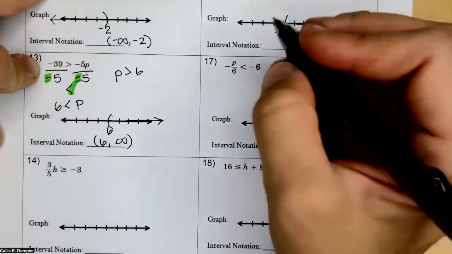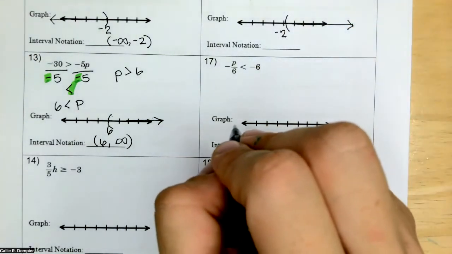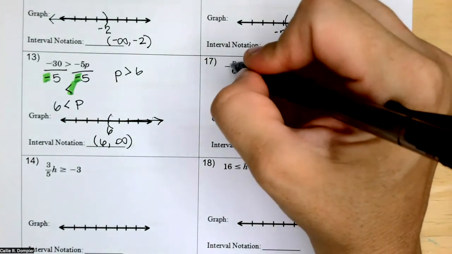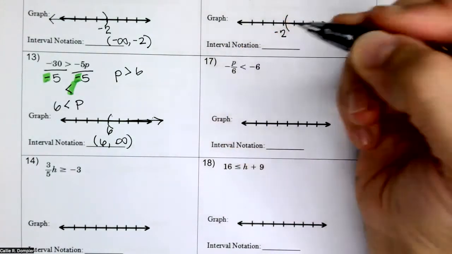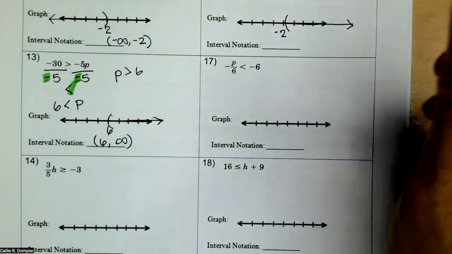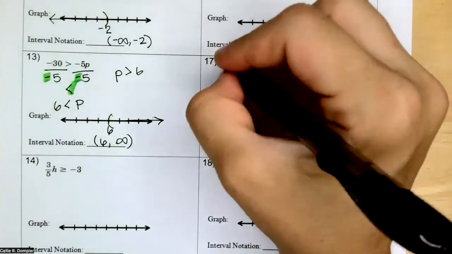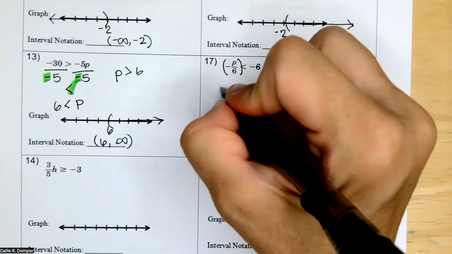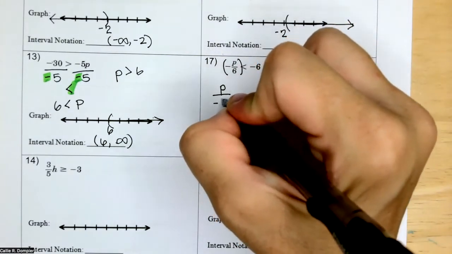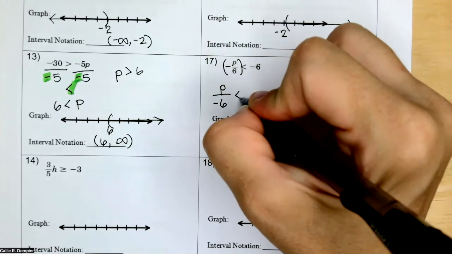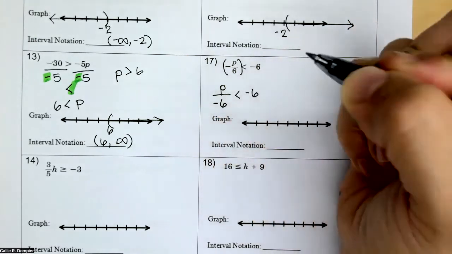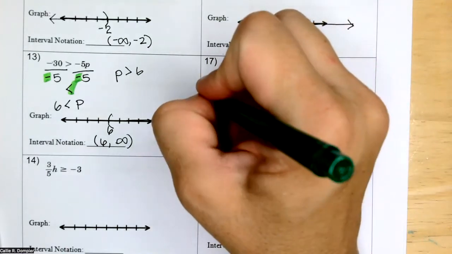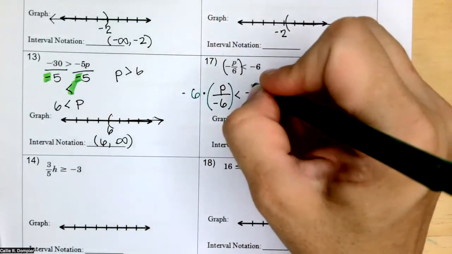Negative P over 6 is not really going to come up in our class, but you can put the negative with the 6 or with the P. You don't really want a negative P, so I'm going to put it with the 6. So I can rewrite it. I don't want to rush. As P over negative 6 is less than negative 6. Good. So now I can multiply that by negative 6.